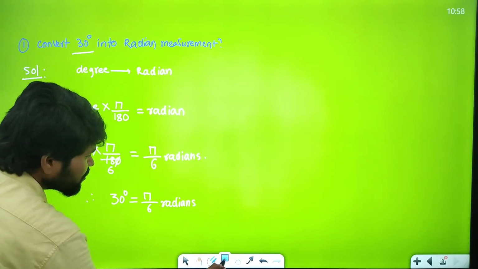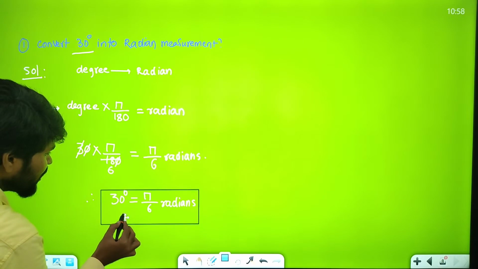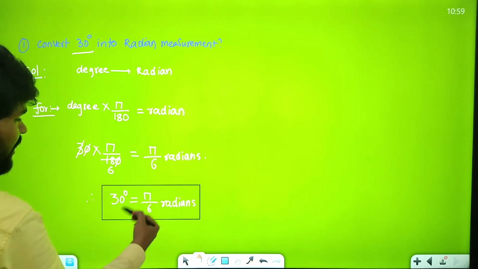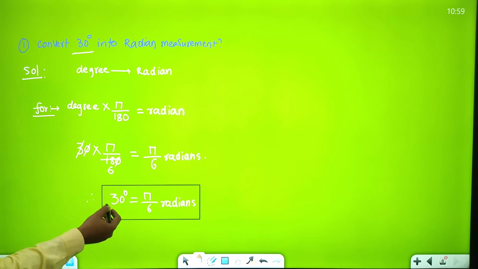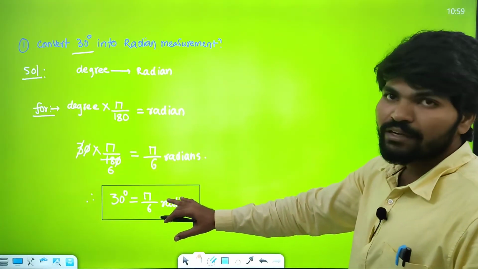This is most important. You have to write it like this, otherwise these terms will come in your class, because you have to write 30 degrees into radians. You have to write radians into 30 degrees like that. Okay, hope you understand this problem, right?